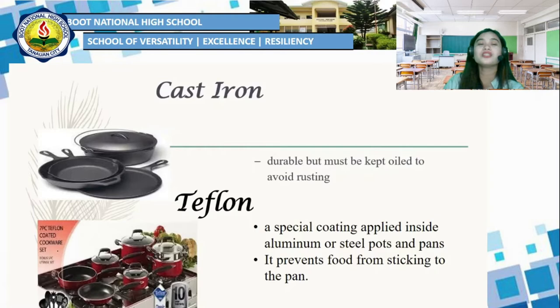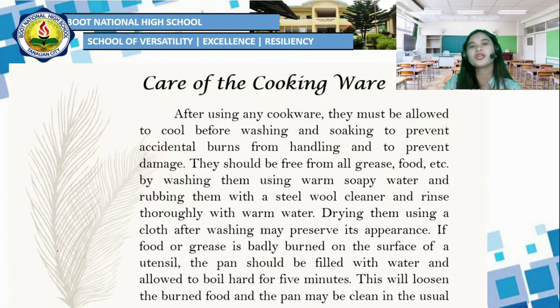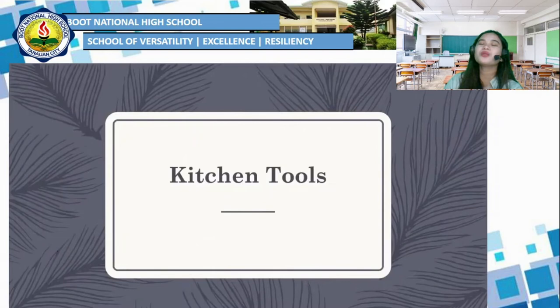Now, how are we going to take care of the cookwares? After using any cookware, it must be allowed to cool before washing and soaking. To prevent accidental burns, hindi natin dapat babasahin agad ng tubig after natin magluto sa mga cookwares. Why? Kasi po makakasira ito sa ating mga cookwares. So, kailangan palamigin muna natin siya at of course, kailangan linisin ng tuyong basahan. Okay? Now, let's go on with the kitchen tools.